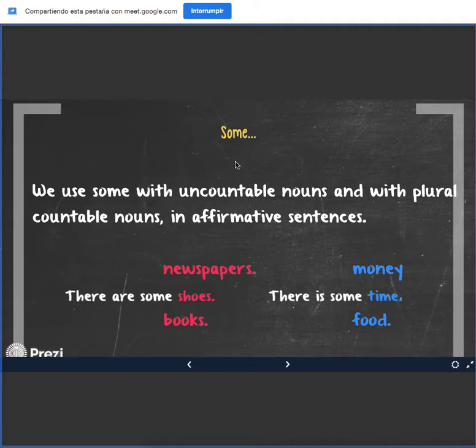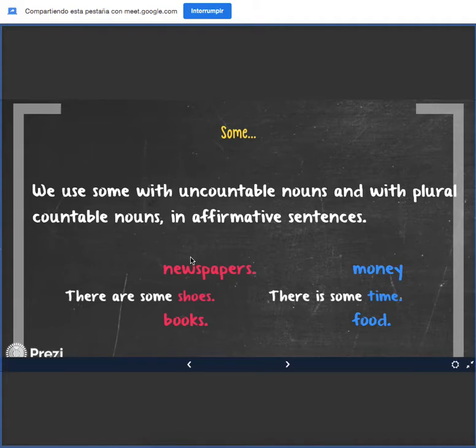Some can be used with countable and uncountable nouns. Lo puedes usar con contables y no contables y no hay problema. That's the first thing you have to know. But look at these rules. We use some with uncountable nouns in general and with the plural form of countable nouns, con la forma plural. Tú no puedes decir, I have some apple. No, you have to say, I have some apples, with the plural form. So it can be used with countable and uncountable, but paying attention to the amount, the plural form.